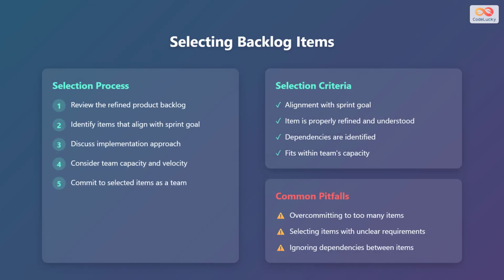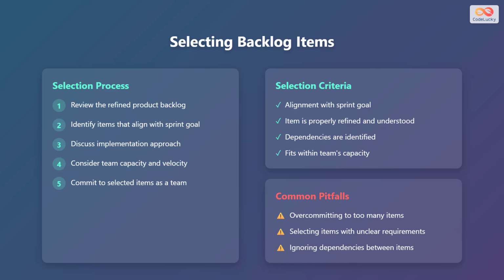Now let's delve into selecting backlog items. The selection process involves several steps. First, review the refined product backlog. Second, identify items that align with the sprint goal. Third, discuss the implementation approach. Fourth, consider team capacity and velocity. Finally, commit to selected items as a team.